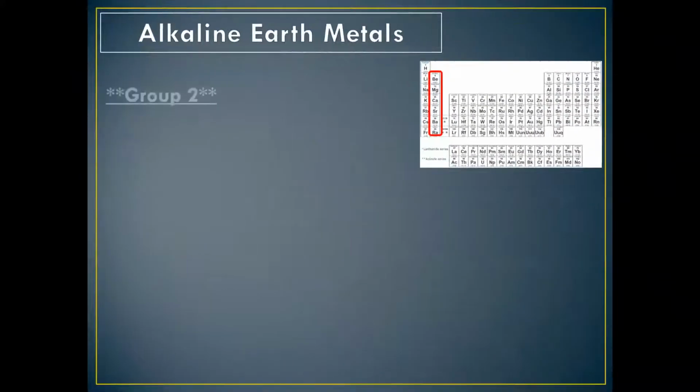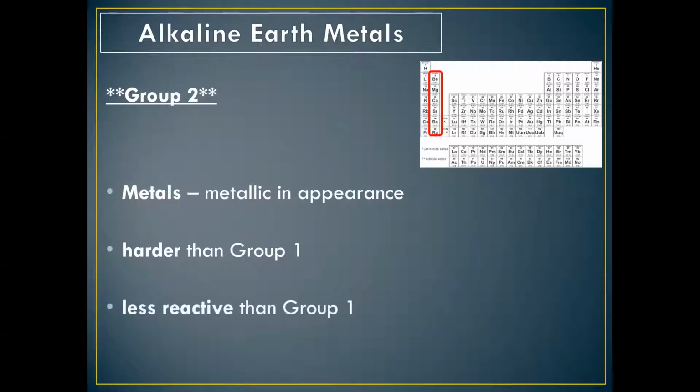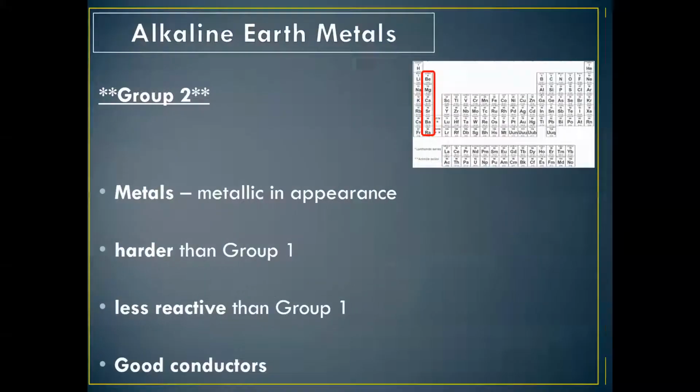Okay, group 2, which I have again highlighted. This is going to be the entire group 2, so beryllium, magnesium, calcium, strontium, barium, and radium. These are the alkaline earth metals. So once again, they're metallic metals. They are harder than group 1, so you can still cut them, but not as easily. They're also less reactive than group 1 and still good conductors. So just another video, I'd like you to see them in action.